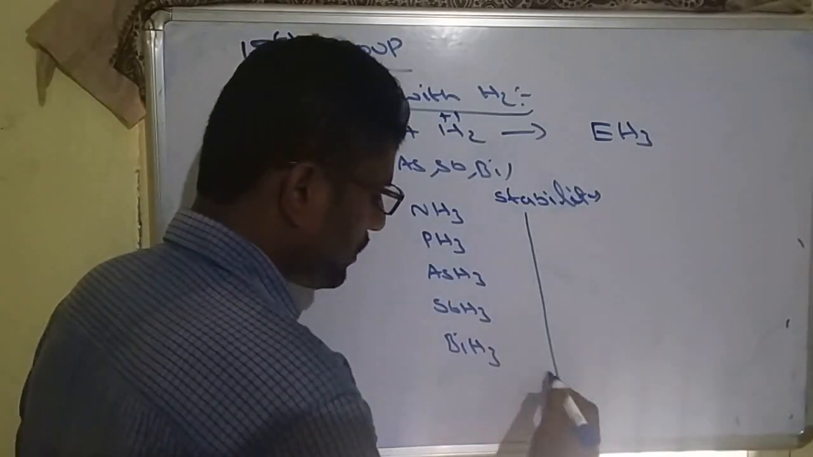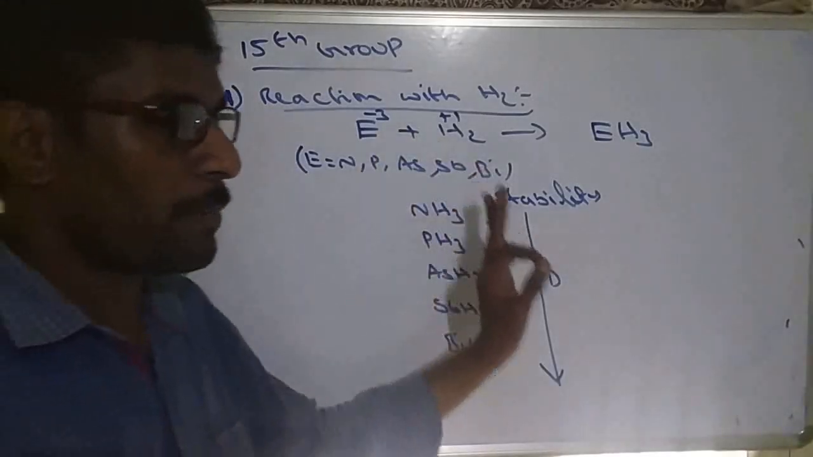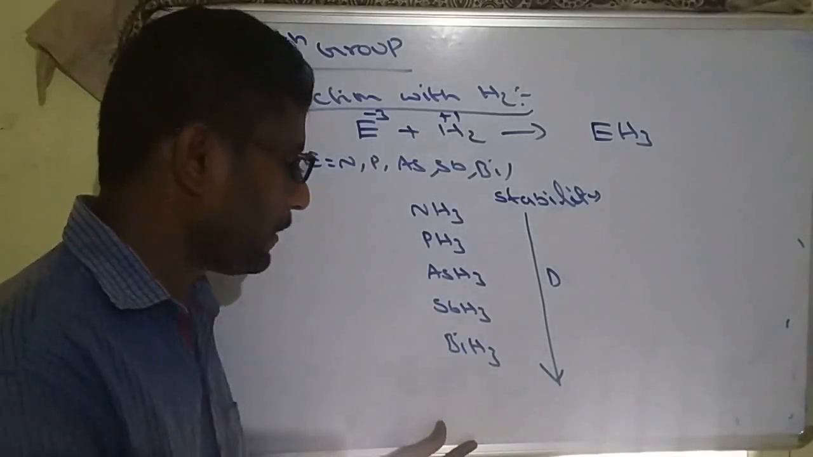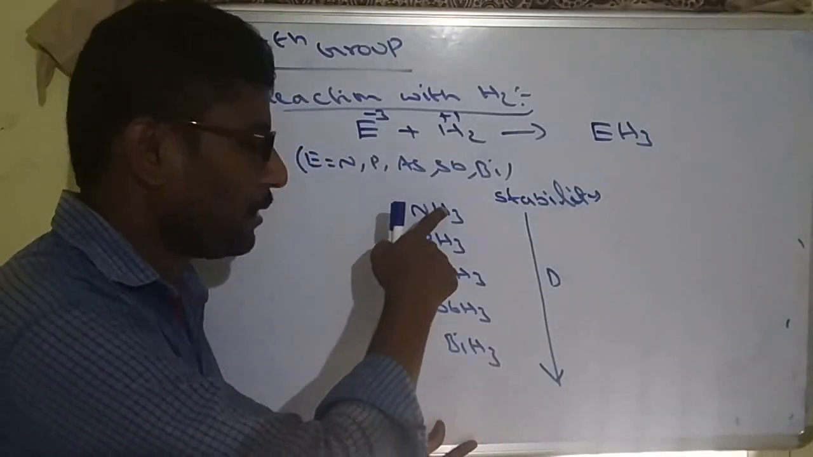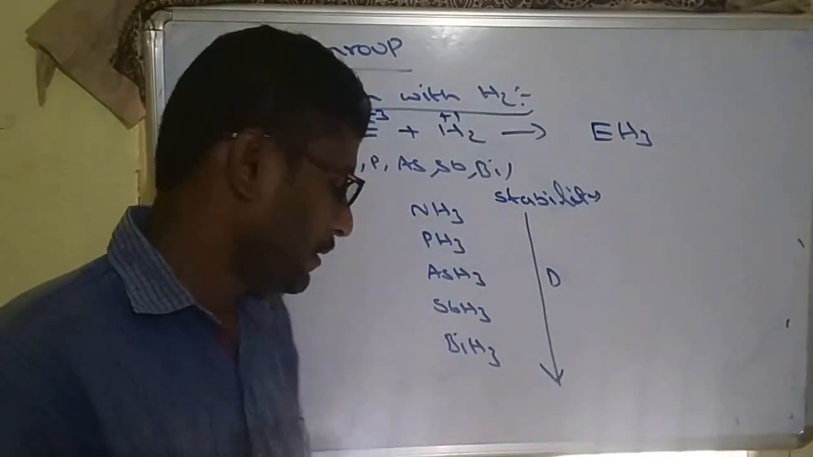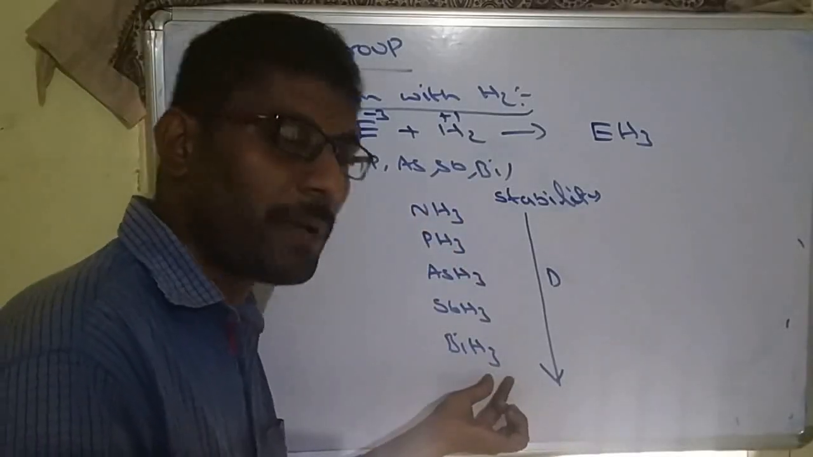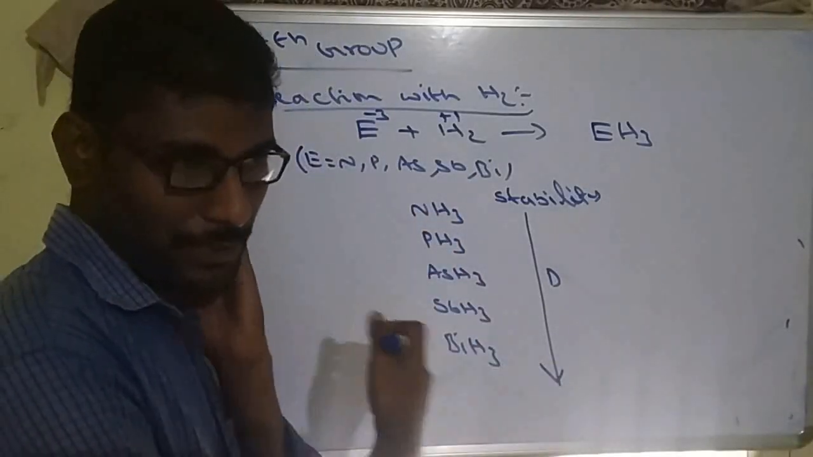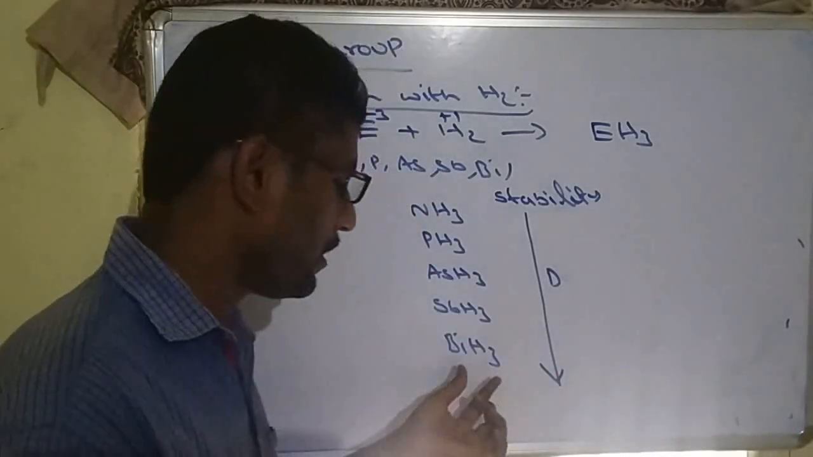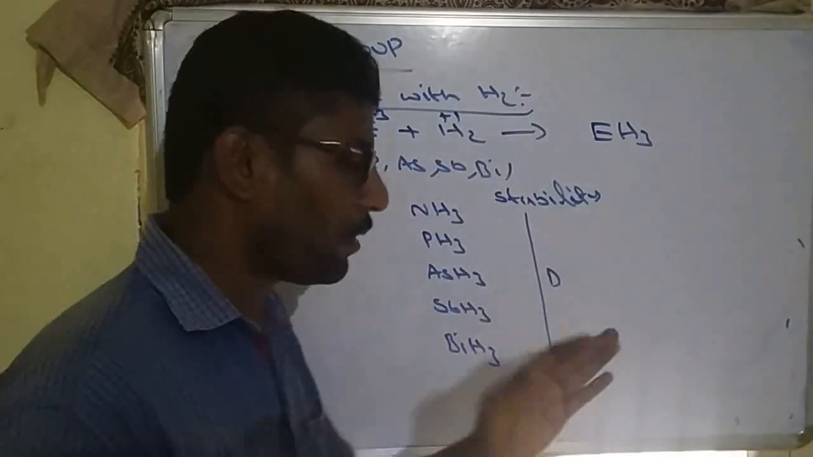The stability of these hydrides decreases from top to bottom. Simple: stability decreases top to bottom. Why? Because nitrogen is small in size, and hydrogen is also small in size, so a strong bond will be formed. But when you come to bismuth, bismuth is a very big size, whereas hydrogen is a small size. So the size ratio is very different. They have very little lattice energy. That's why it is less stable, and this one is more stable. Stability decreases from top to bottom.